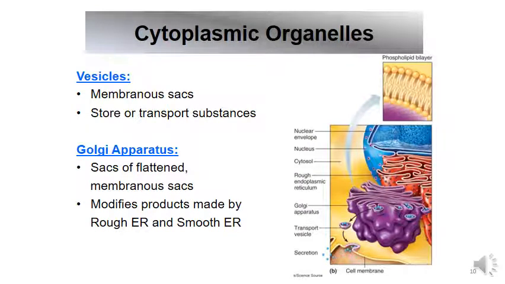Vesicles are these kind of like bubbles that products can get stored inside of. And so you're seeing here budding off the Golgi apparatus is a vesicle carrying a product that was modified by it. And again, Golgi apparatus, know that this one modifies products made by both the rough and the smooth ER. So it can add different molecules to it, like sugar groups or phosphates, change them a little bit, depending on what needs to be done.